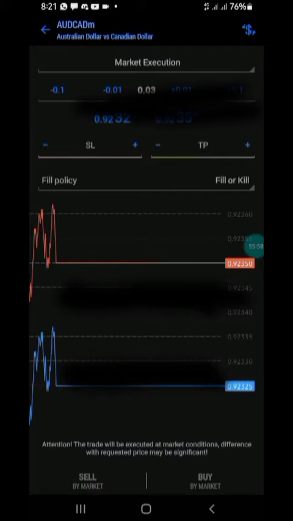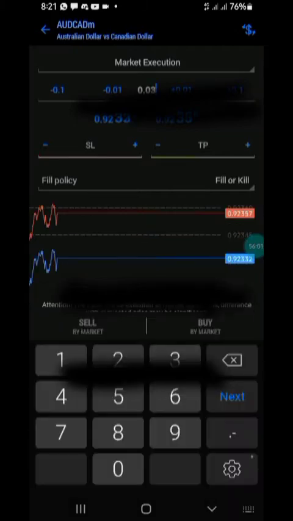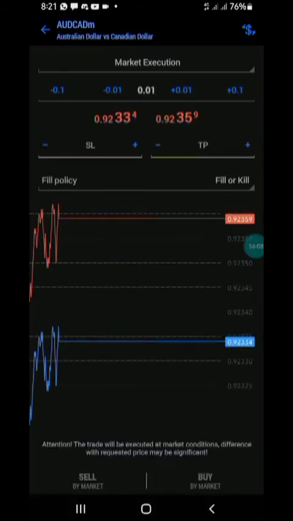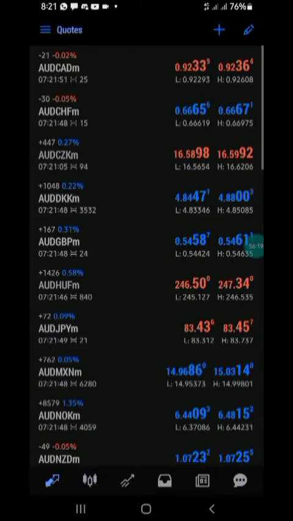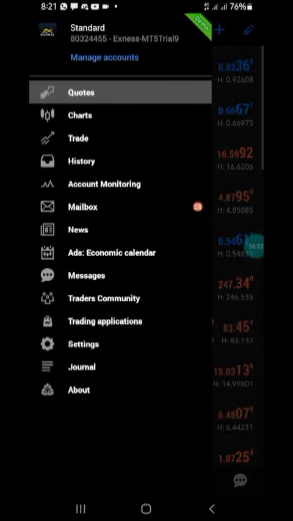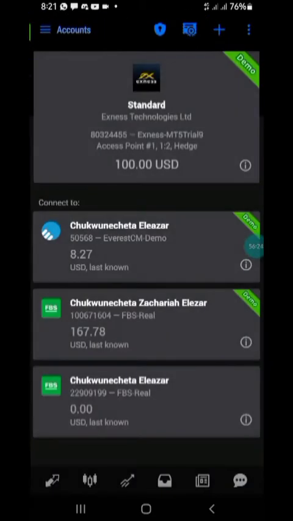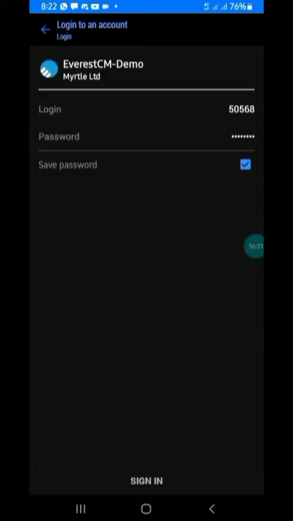Then I want to buy. So okay, I don't want to use 0.3, I use 0.1. Then buy is not highlighted yet. I don't know why it's not highlighted. I really don't know why. Like I told you, with this broker, I don't really understand what they are doing with this account. Okay, probably let me switch to another account. Manage accounts now. Let me switch to another account and do this.